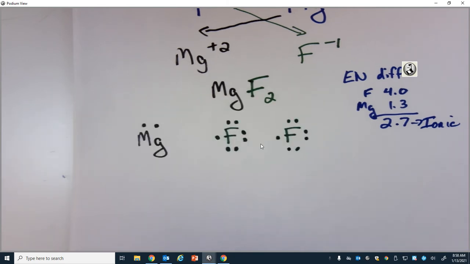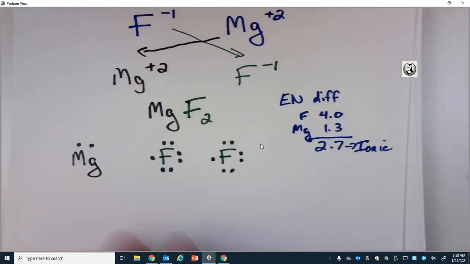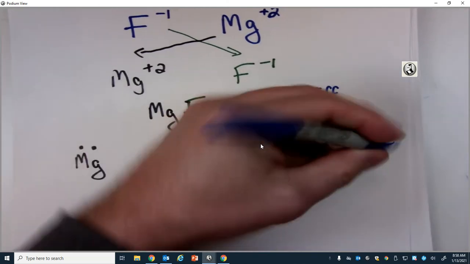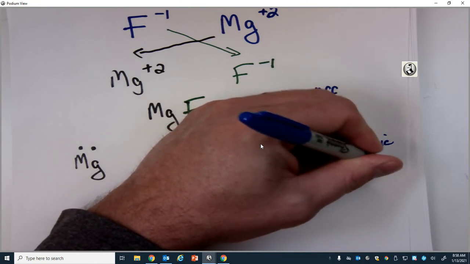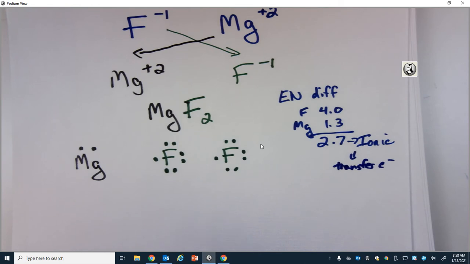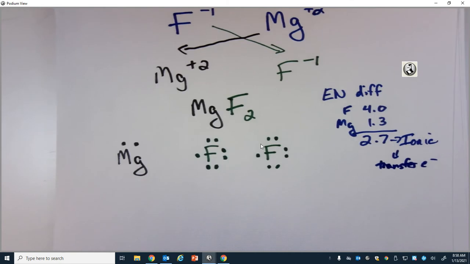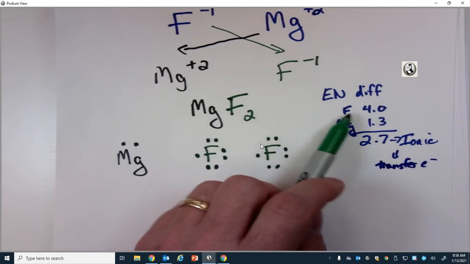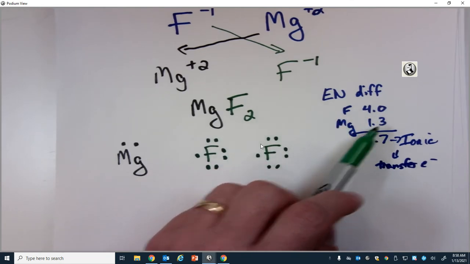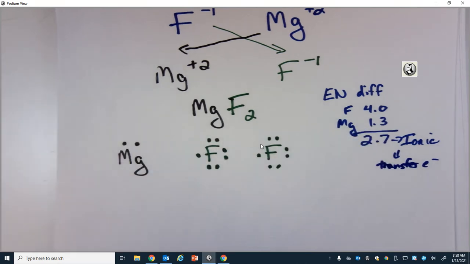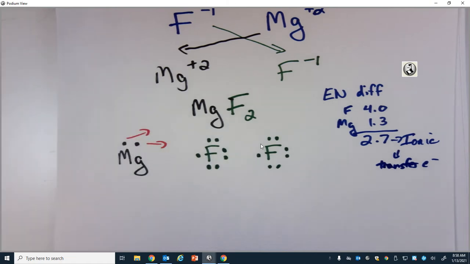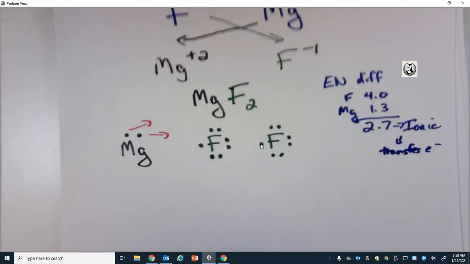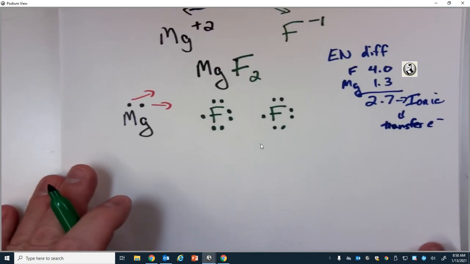Now we have to put them together so they're quote unquote happy. Now, because they're ionic, that means they're going to transfer electrons. So that means one thing's going to lose electrons, one thing's going to gain electrons. Looking at our electronegativity values, fluorine's got a much higher electronegativity value than magnesium. So what's ultimately going to happen is that magnesium is going to lose these electrons to the fluorines. Okay? So here we go. And this will come with practice.